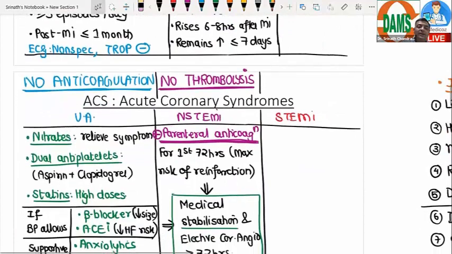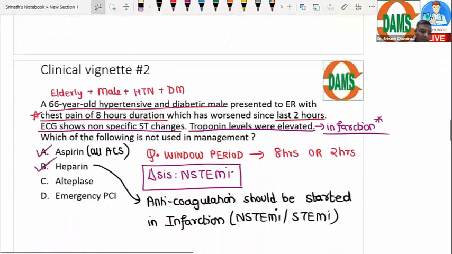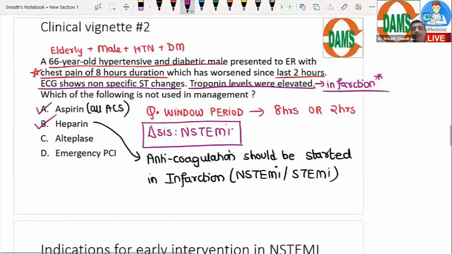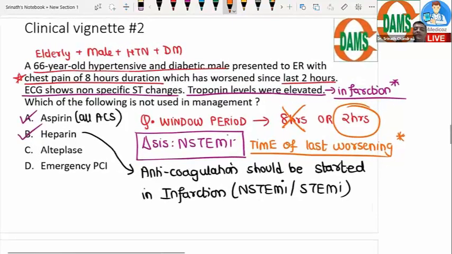What was the question here? That when the patient has come with the NSTEMI, right? So who is the correct answer? Megha. Megha has got the correct answer. It is 2 hours, never 8 hours. From the time of last worsening, you will count the window period. Not that it is important in this case. Here the window period was not important, but it is just a clinical point as to how to count the window period.